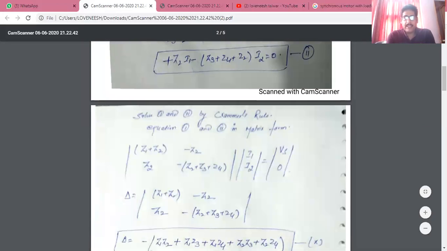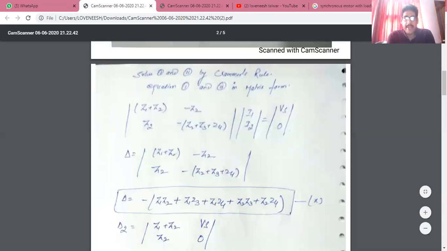When we apply Cramer's rule, first of all, we write equation number 1 and equation number 2 in matrix form. So here we have Z1 plus Z2, minus Z2, minus Z2, Z2 plus Z3 plus Z4, times I1, I2, equals Vs and 0. First of all, we calculate the delta, and this delta will be equal to this expression, which will be treated as your equation X.